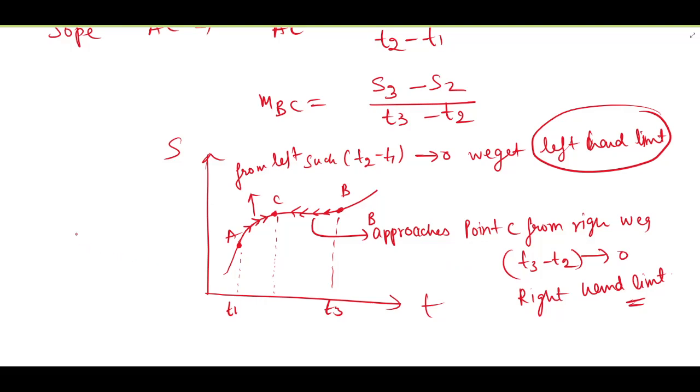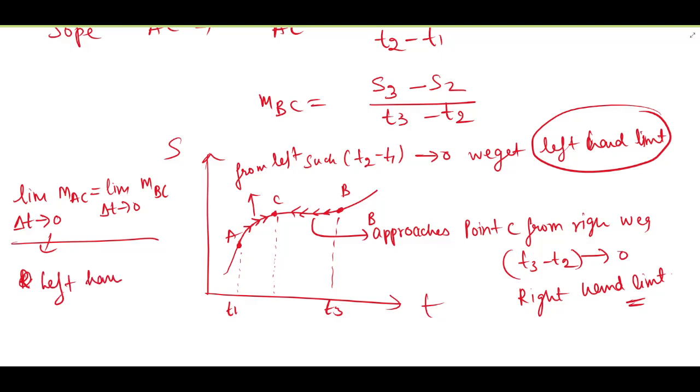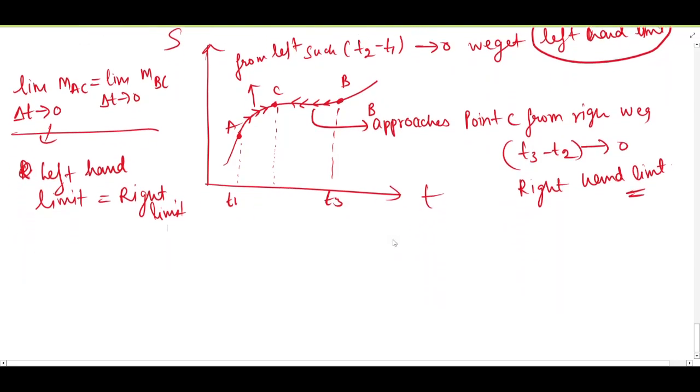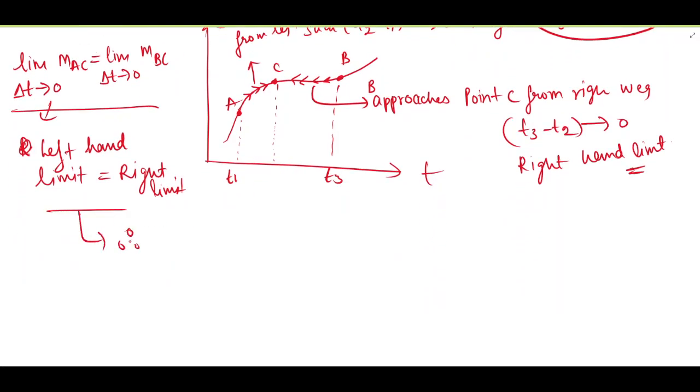So mathematically we can write that the limit as delta t tends to 0 of the slope of AC is equal to the limit as delta t tends to 0 of the slope of BC. So here the left hand limit is equal to the right hand limit. Therefore we can say the limit exists.